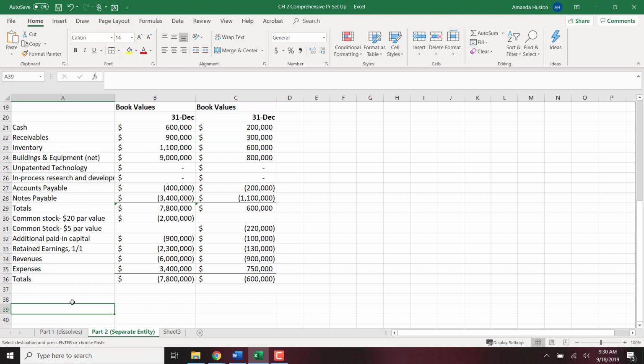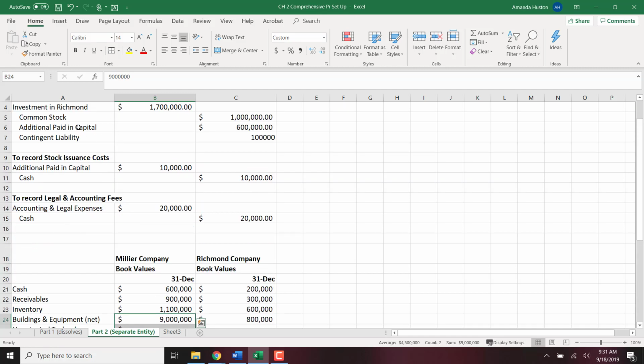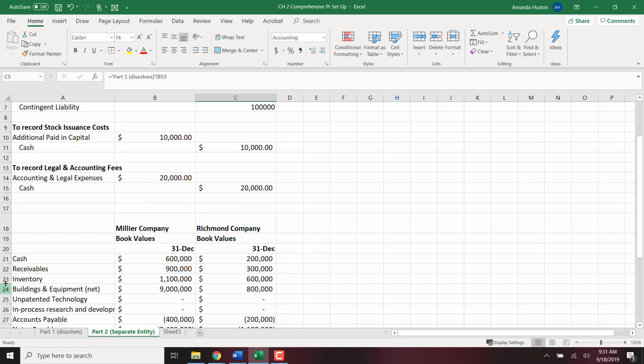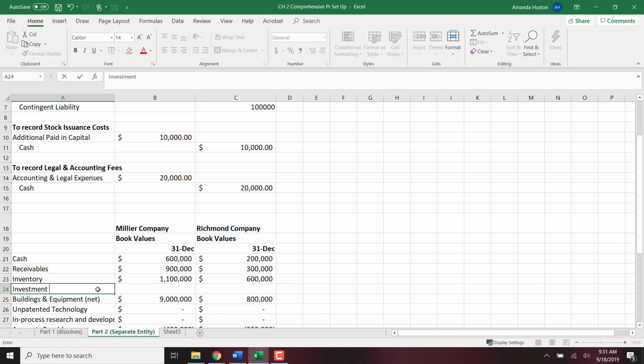So what we are going to do is make consolidated entries. So our first consolidation entry, A, is fair value differences. Before we make the consolidation journal entry, we need to actually adjust the balances for things that happened at the acquisition. So we need to put on these journal entries. As you can see, there's no investment account. So above buildings and equipment, I'm going to write in the investment in Richmond.